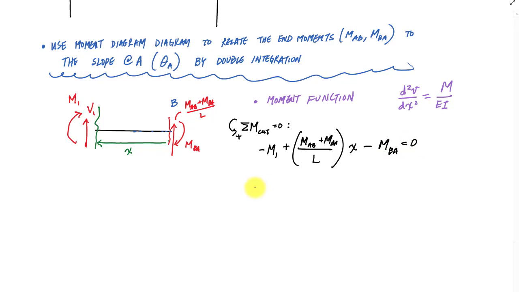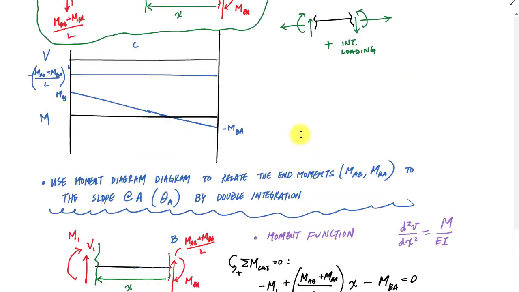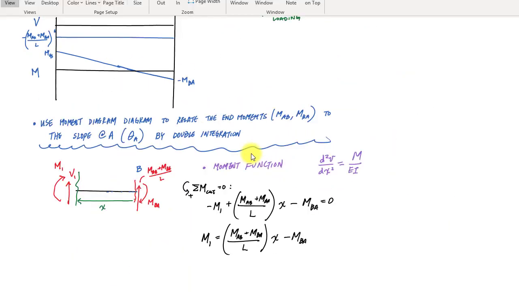Check it out. This just tells me M1 is, and this is my moment function. And this is just the equation that represents this moment diagram right here. That's it. That's all it is. No big deal. So I have my moment function. Now I got to integrate twice.